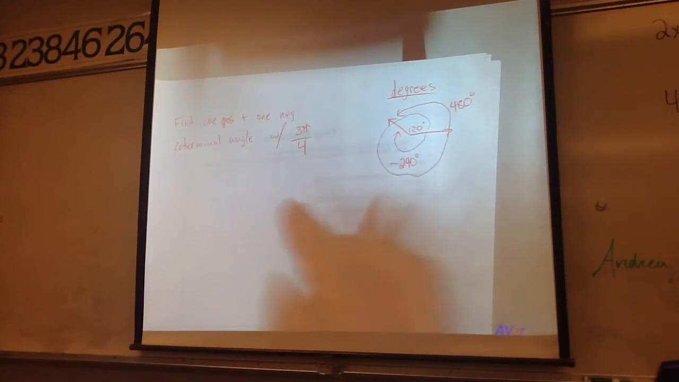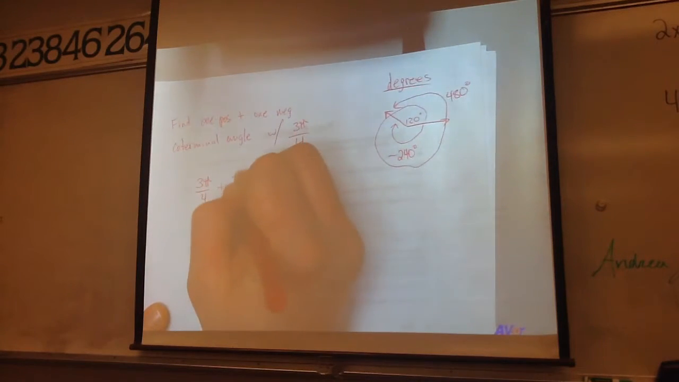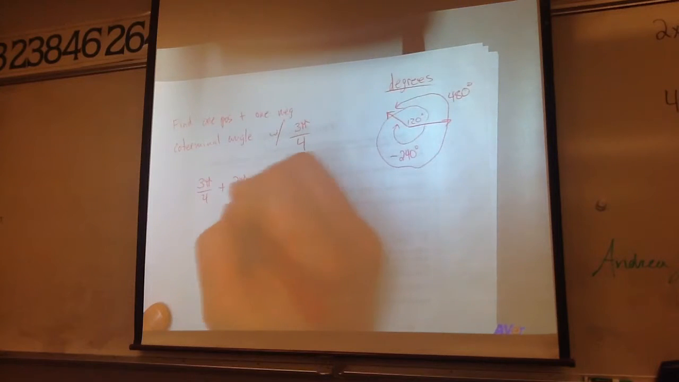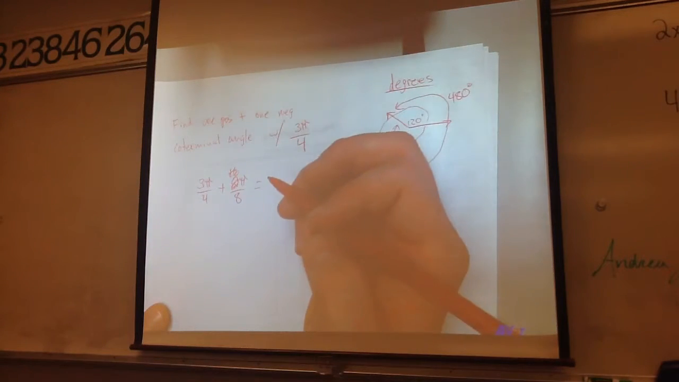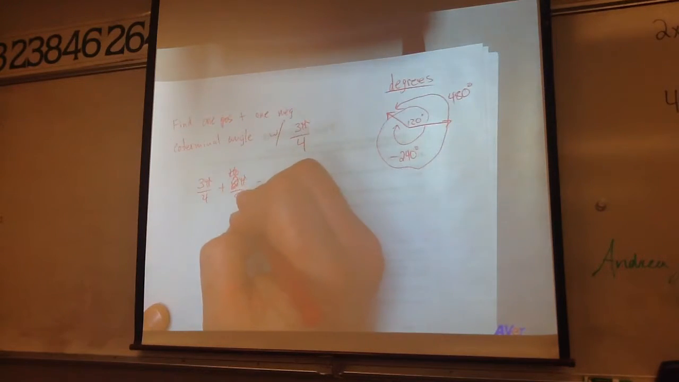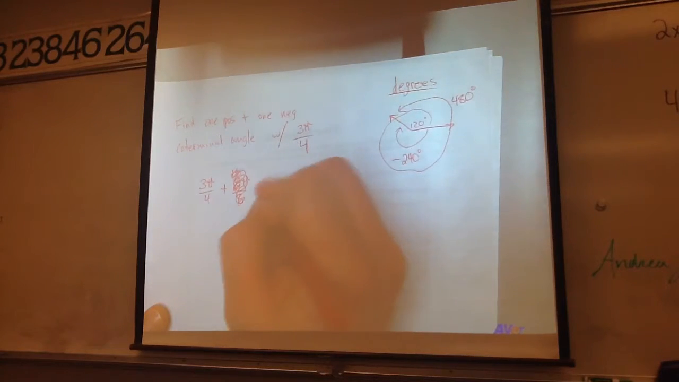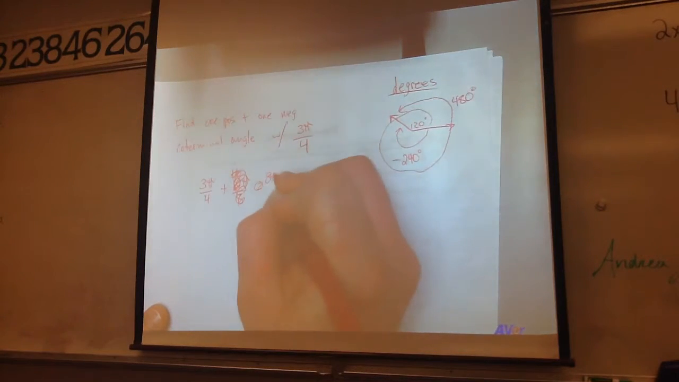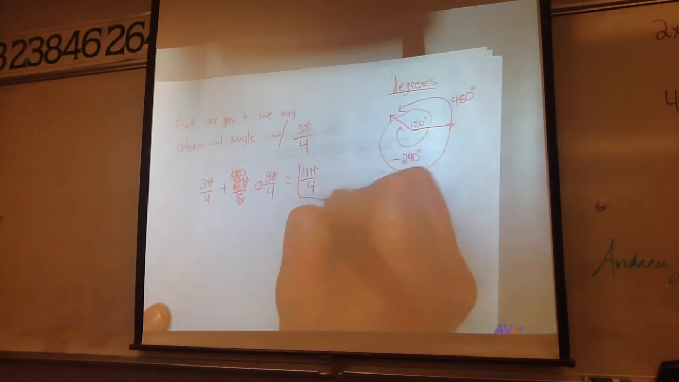So add 2 pi. Would it be 11 pi over 8? Why don't you do it over 4? I was going over 8 to add 2 pi. Why can't you just do 2 pi over 1? It's the same thing as 2 pi. I need to add it to that. So 3 pi over 4 plus 8 pi over 4 is 11 pi over 4.